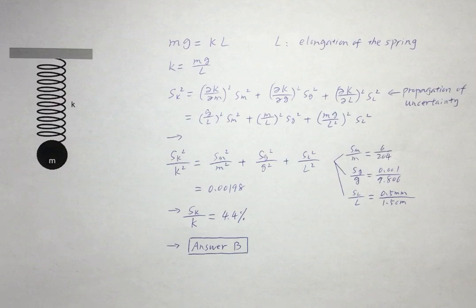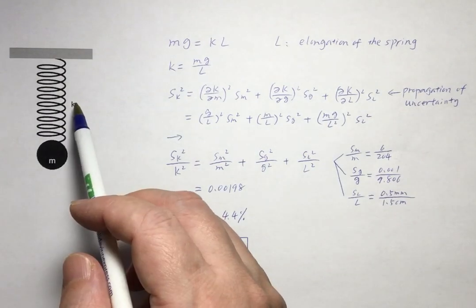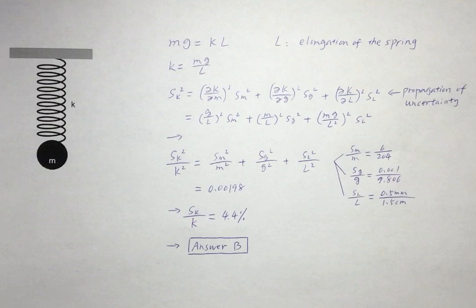A student conducted an experiment to determine the spring constant k of a spring using a ruler and two different weighing scales. The measured elongation of the spring was 1.5 centimeters, and the smallest division of the ruler was 1 millimeter.